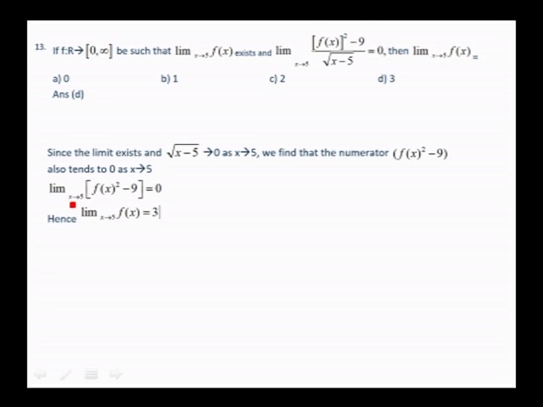That is, the limit extended to 5, f(x) whole square minus 9 must be equal to 0. That is, if it is 0, the limit of f(x) as x tends to 5 must be equal to 3.